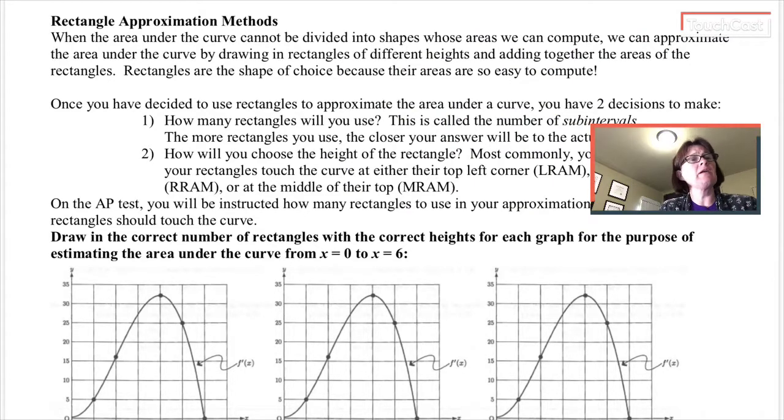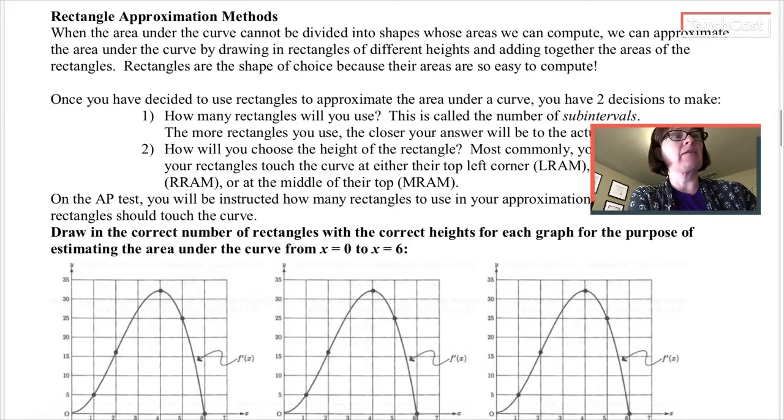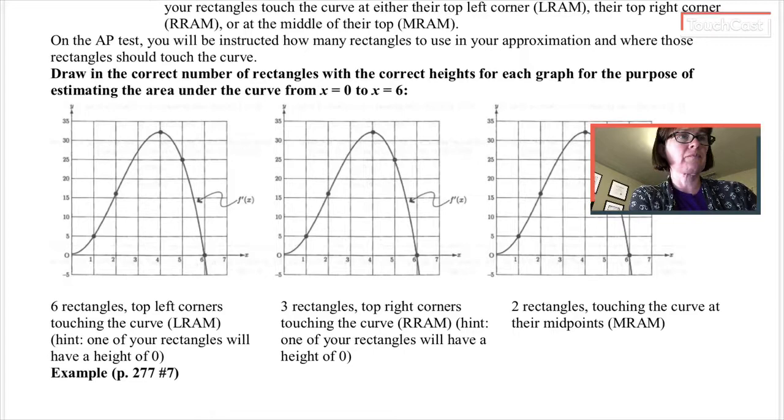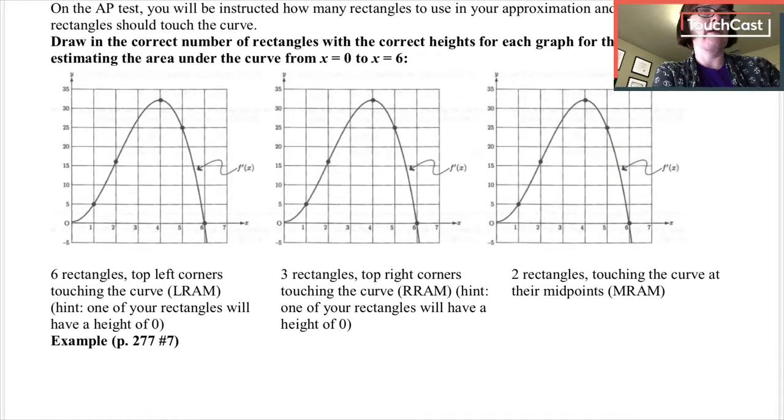Now we're going to practice a little bit here using LRAM, RRAM, and MRAM to approximate areas under curves. On the AP test, they'll be very specific about how many rectangles you should use and whether you want them to touch at their left corner, right corner, or halfway across the interval. So LRAM, MRAM, or RRAM. We're going to practice all three here. Just notice it's not something you're going to have to choose on the AP test. They'll be very specific because they want to make sure they can grade your work against somebody else's. So they'll all have the same directions.